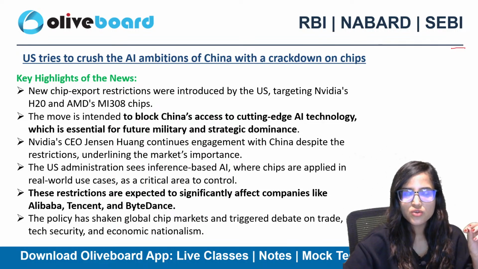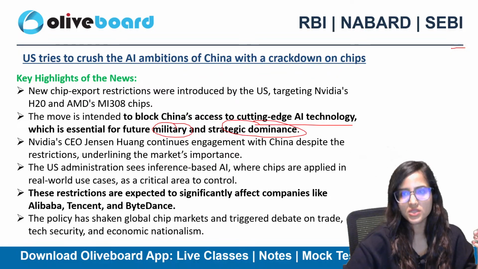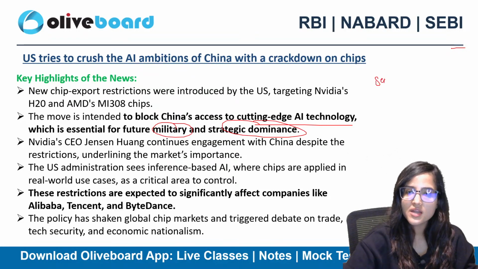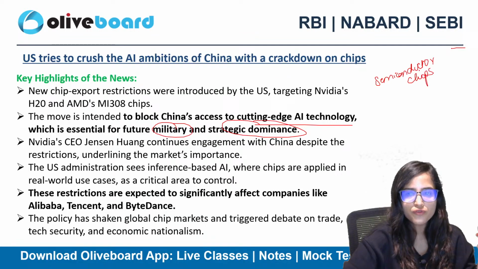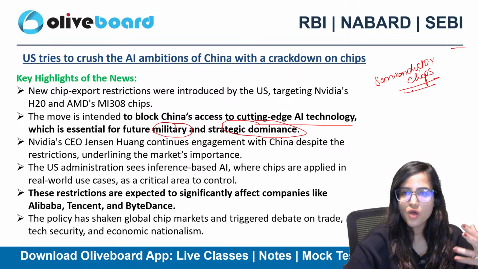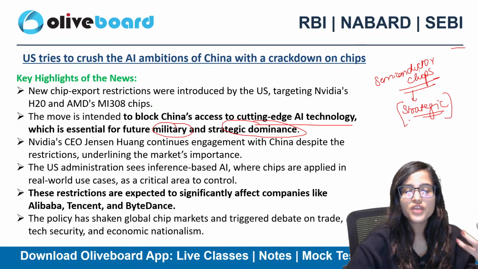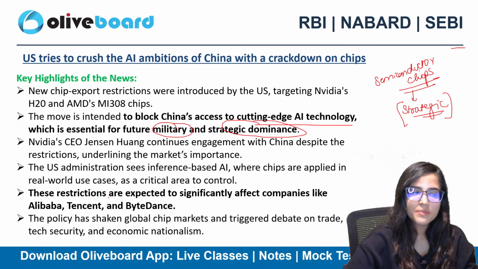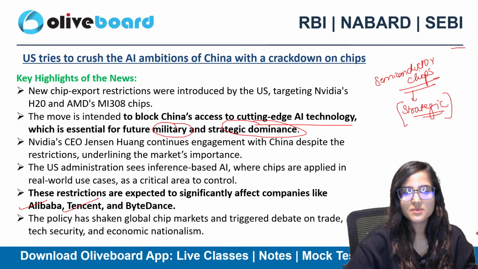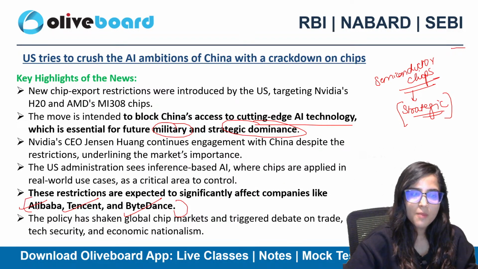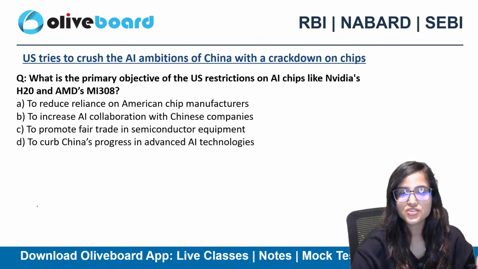Okay, so they are trying to block China's access to cutting-edge AI technology, which is important for future military and strategic dominance. So that is why I told you that semiconductor chips are very important from a future point of view, because this is a strategic asset and it is important for each and every one of us. Fine. And these are expected to affect companies like Alibaba, Tencent, ByteDance. These companies are going to be affected by this restriction.